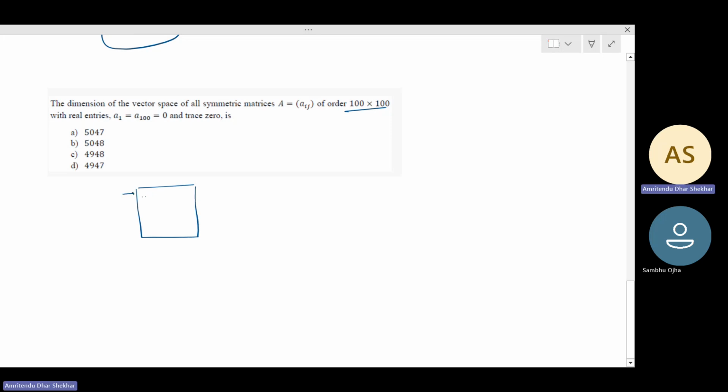So this row, which is the first row, is all 0. The final row, which is the 100th row, is also 0. And the trace is also 0. So this is 0, this is 0. And the trace, which is the sum of the diagonal elements, is also 0.